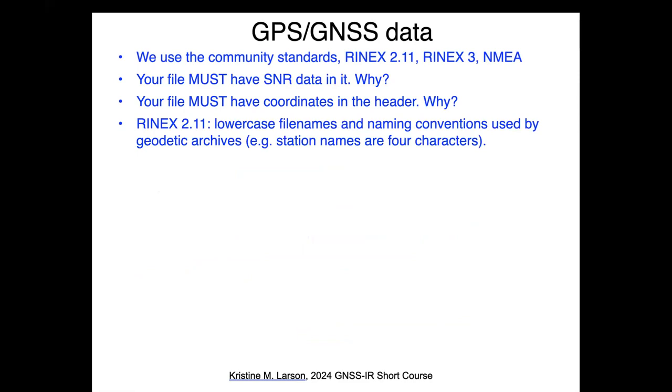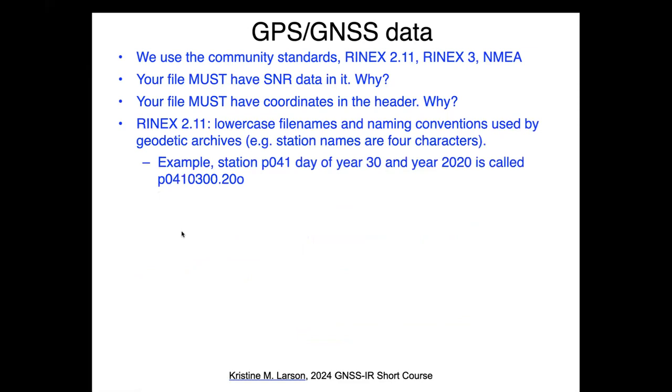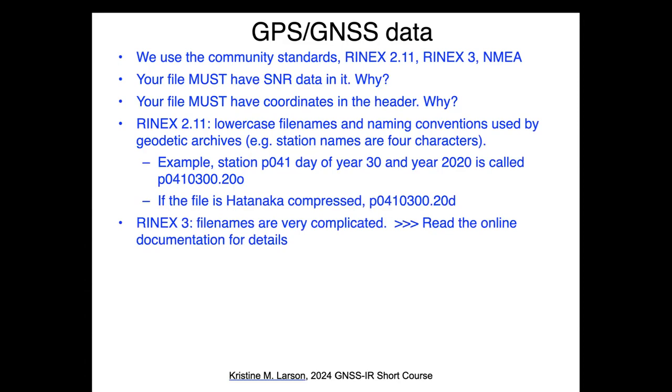You have to follow community standards where you have a 4-character station name followed by a 3-character day of year. I don't know why. I do know why, but it's not interesting. There's an extra space after that where I put a 0. This is so old that they use only 2 characters per year, and it's really sad, but that's the way they do it. And an O means it's an observation file. If it's Hatanaka compressed, it's got a D instead of an O. The RINEX 3 file names are so long and complicated.